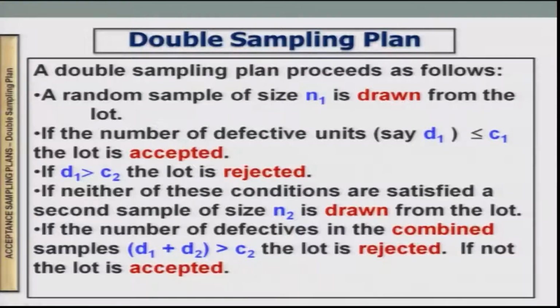Now, if neither of these conditions is satisfied, obviously because C2 is greater than C1, in the case when we pick up D1, the D1 value may be greater than C1 but less than C2. So then what do we do? If neither of these conditions is satisfied, a second sample of size N2 is drawn from the lot. If the number of defects in the combined sample, D1 and D2, is greater than C2, the lot is rejected. If not, the lot is accepted. But in many cases, it may be possible that the sum of D1 and D2 is less than C2, and then some decisions have to be taken accordingly.